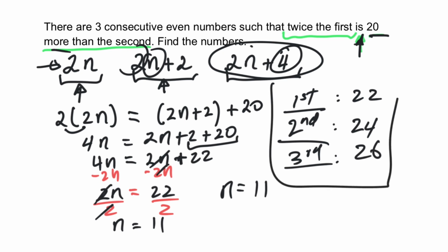There we go. We have our 3 consecutive even numbers. There you have it.